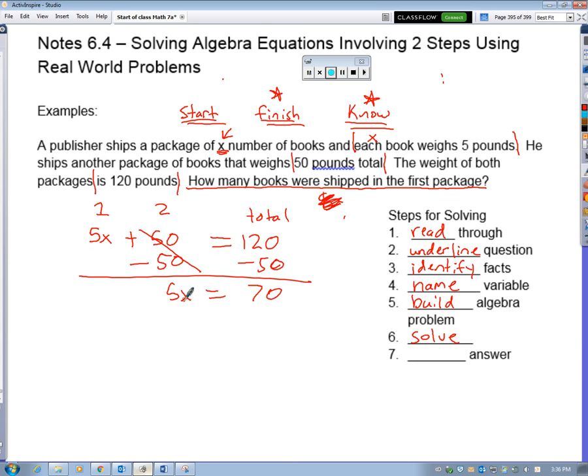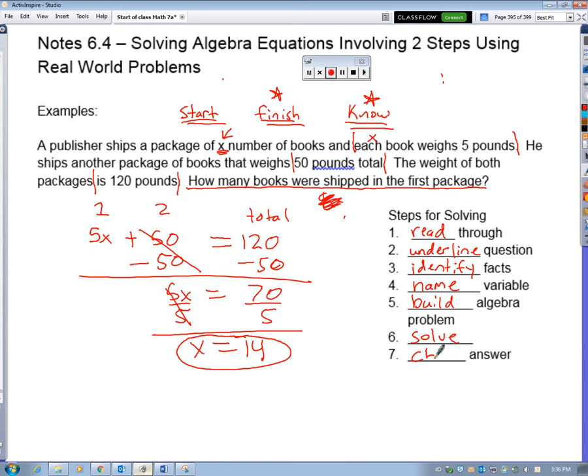Now I just need to go ahead and take care of this 5 times x, do the opposite, divide by 5, divide this side by 5. We are left with x equals 14. Alright, 70 divided by 5 is 14. We did this one in video 6.3. That's how many books that we have left: 14 books.